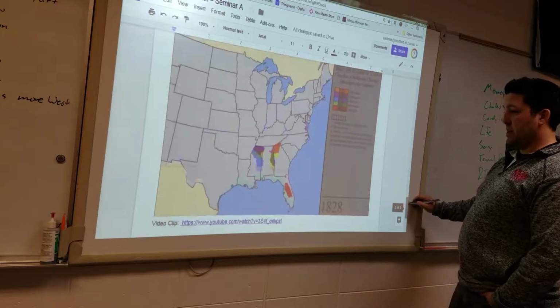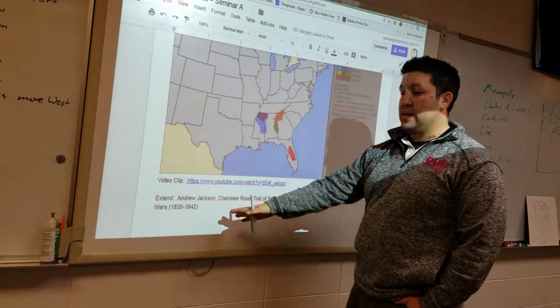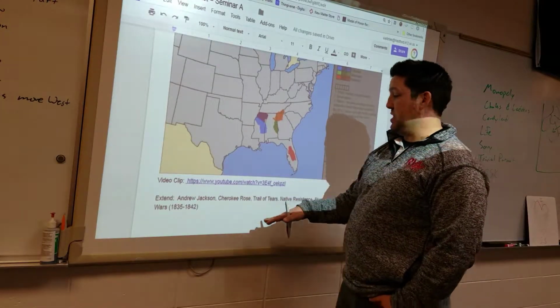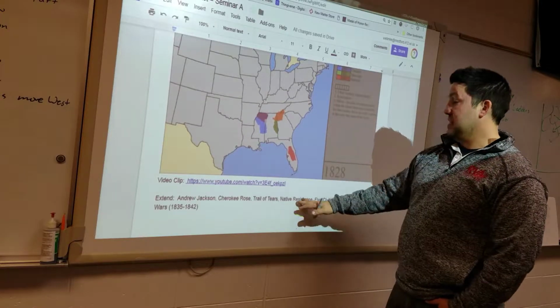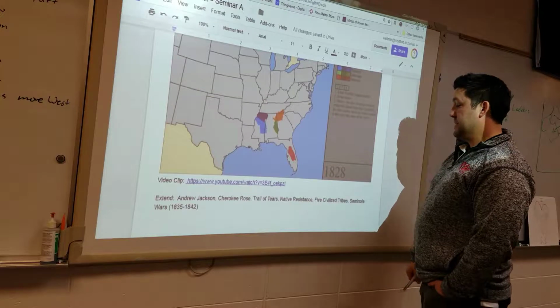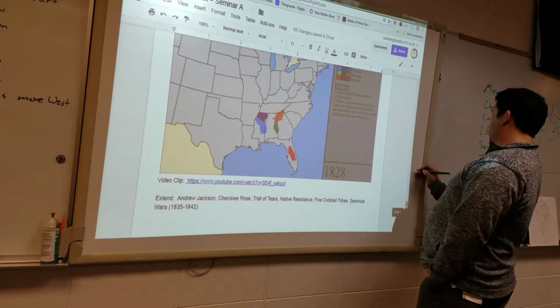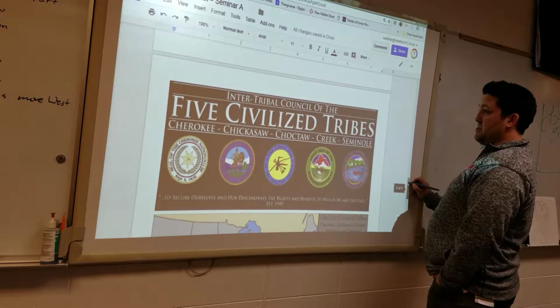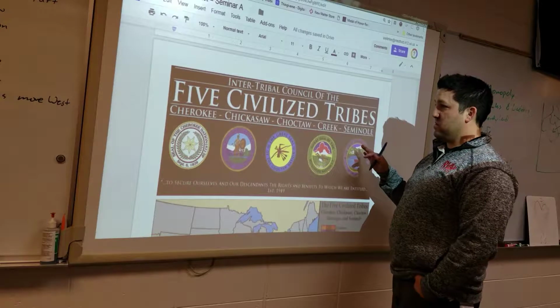If I head all the way down here to some of the extend items, Andrew Jackson, obviously really important, he signs it. Cherokee Rose, we talked about that. Trail of Tears is the path to the west. Native resistance, you're going to see a lot of that in Florida with the Seminole Indians. The 5 civilized tribes, here is them on the map, and then this is actually their symbols, their logos, their badges, whatever you want to call it.